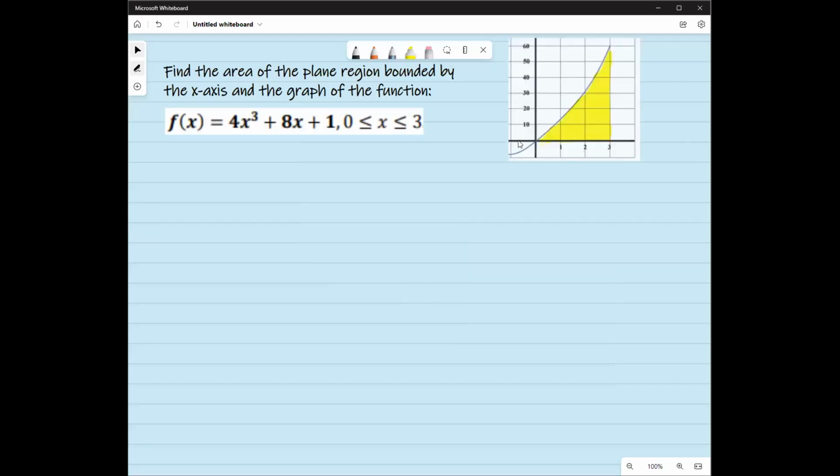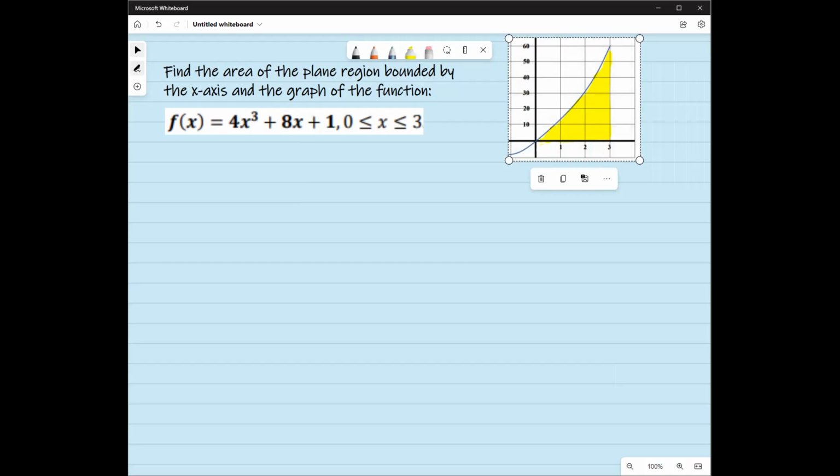So in this example, this is another kind of statement about the definite integral, but expressed in a different way. For example, find the area of the plane region bounded by the x-axis and the graph of the function 4x cubed plus 8x plus 1, where x is between 0 and 3, including 0 and 3 because the symbol used is less than or equal. So it's from 0 to 3.